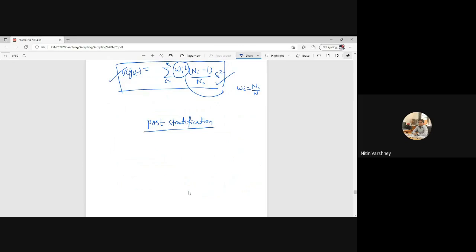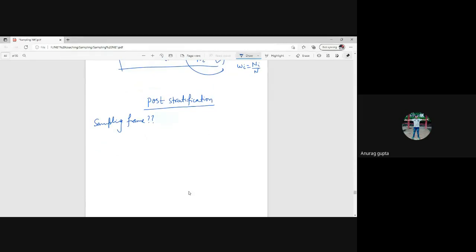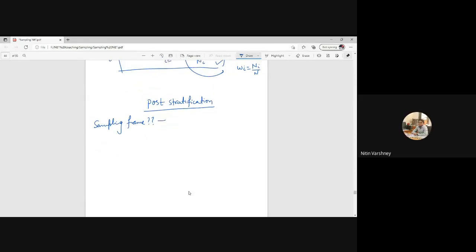Now, the question is, what is a sampling frame? Anyone? A complete list of sampling units. So is this for the sample or for the population? Is the sampling frame for the sample or for the population?